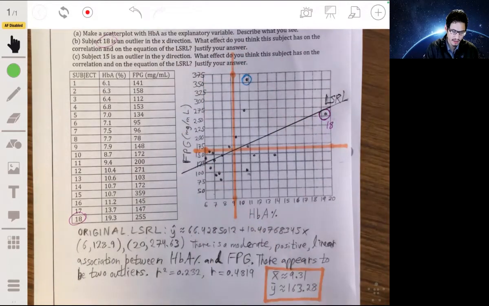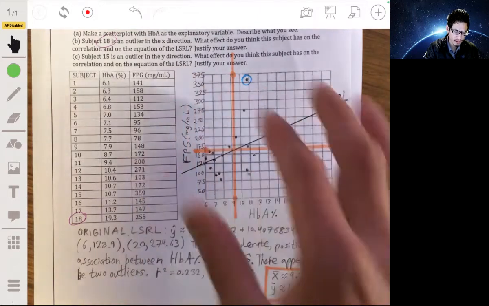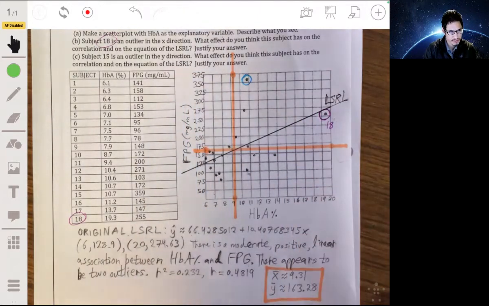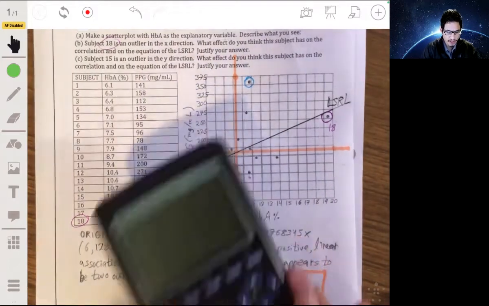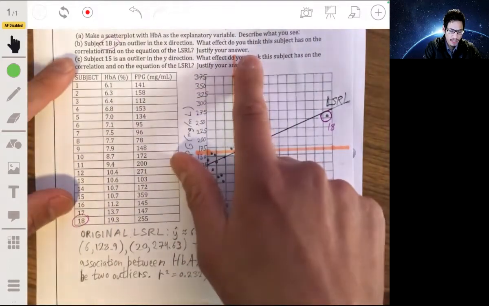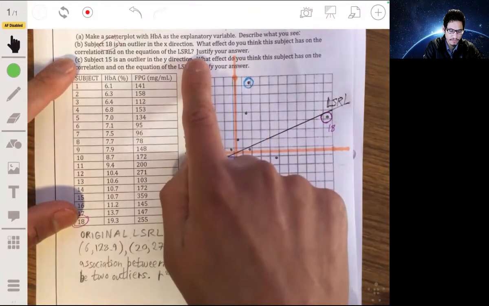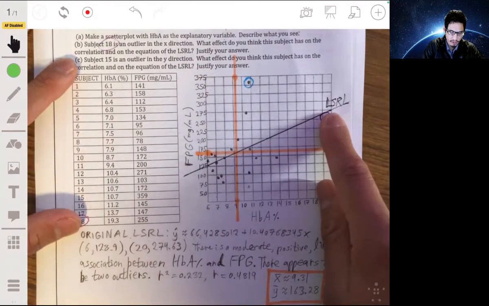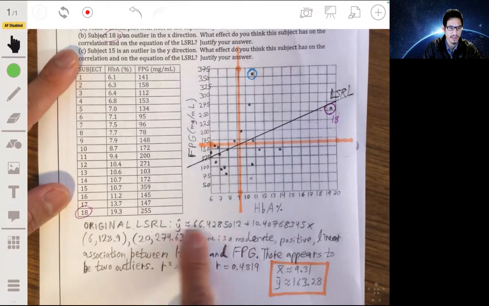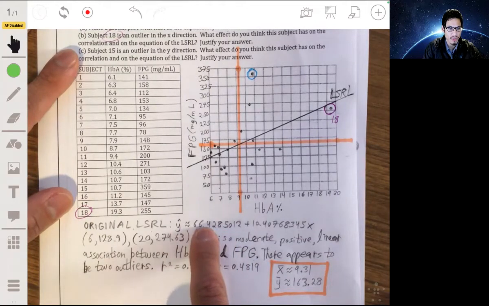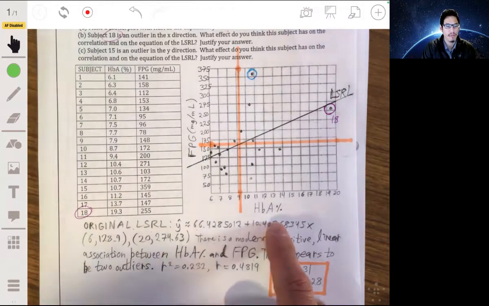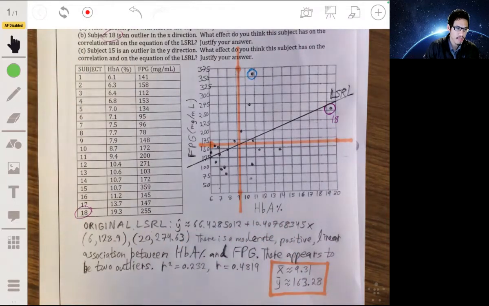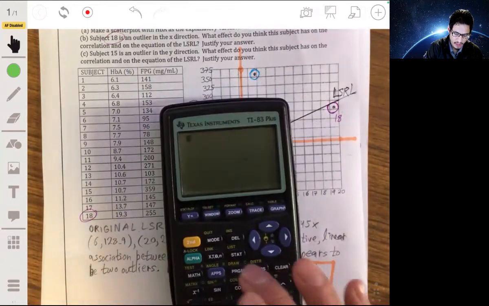Going back to part B, before you actually do the calculation, really think about what would happen to the equation if you took this point away. What would happen to the y-intercept, and what would happen to the slope? Would they change a lot or a little? Would they go up or down? Once you have an idea in your head, let's look at our data.